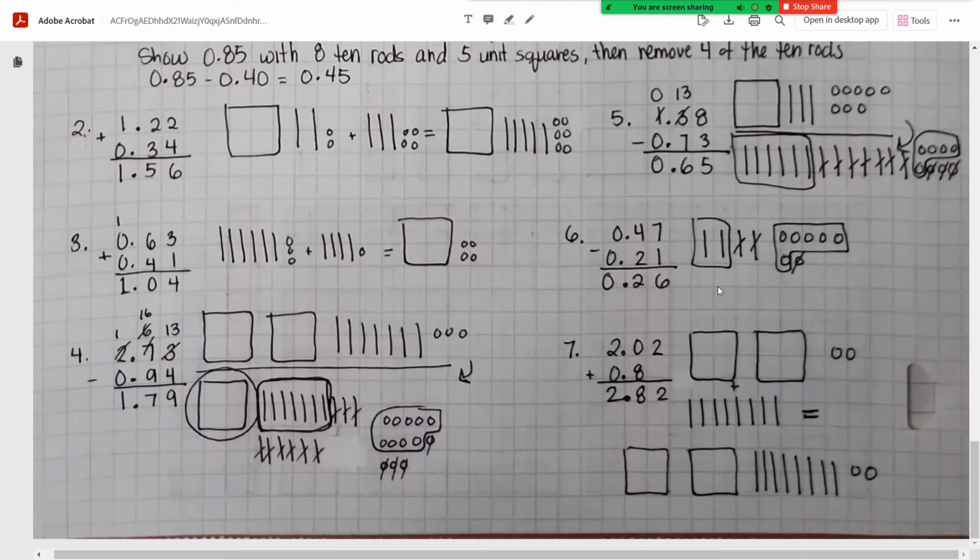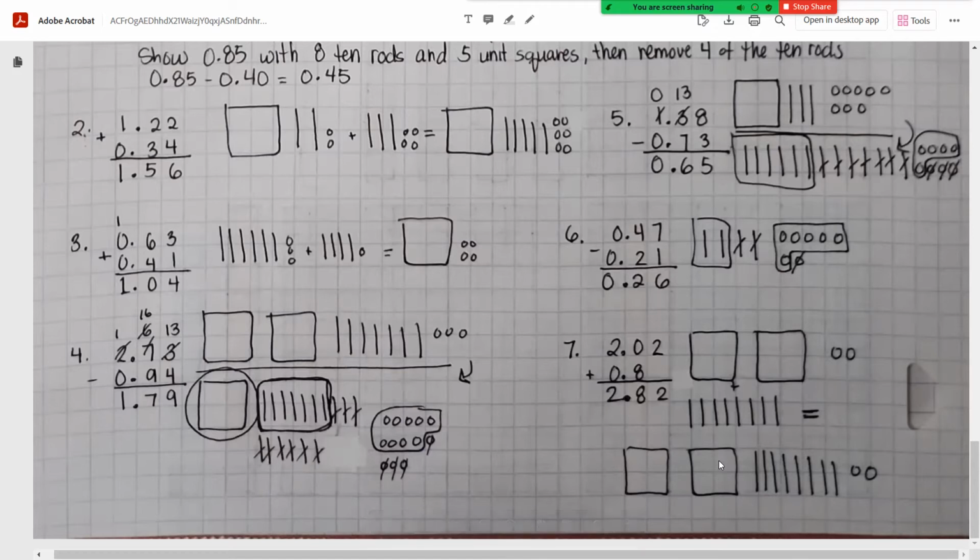And our last one, number 7, 2 and 2 hundredths plus 8 tenths. So I drew my 2 wholes and 2 hundredths next to it, plus 8 tenths gave me 2 and 82 hundredths. That takes us to the end of this lesson.